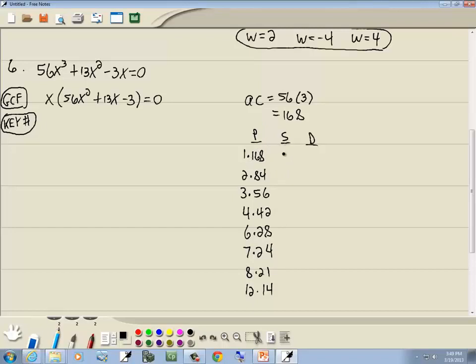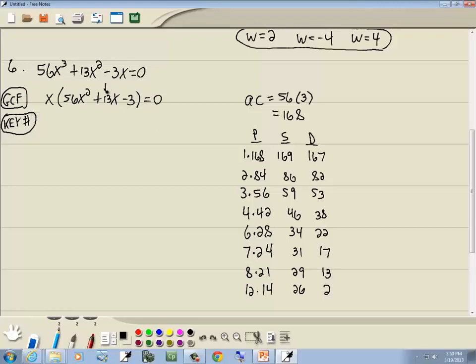In my S column, I want to add these together. So 1 plus 168 is 169. 2 plus 84 is 86. 3 plus 56 is 59. 4 plus 42 is 46. 6 plus 28 is 34. 7 plus 24 is 31. 8 plus 21 is 29. 12 plus 14 is 26. Now, the difference column subtracts smaller from larger. So that gives us 167, 82, 53, 38, 22, 17, 13, and 2.